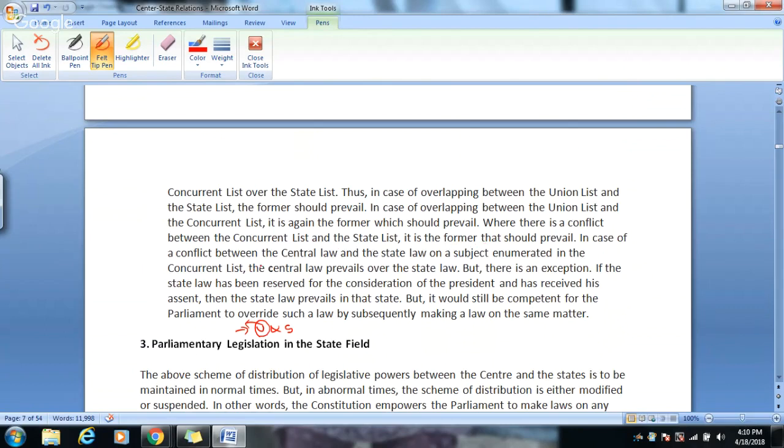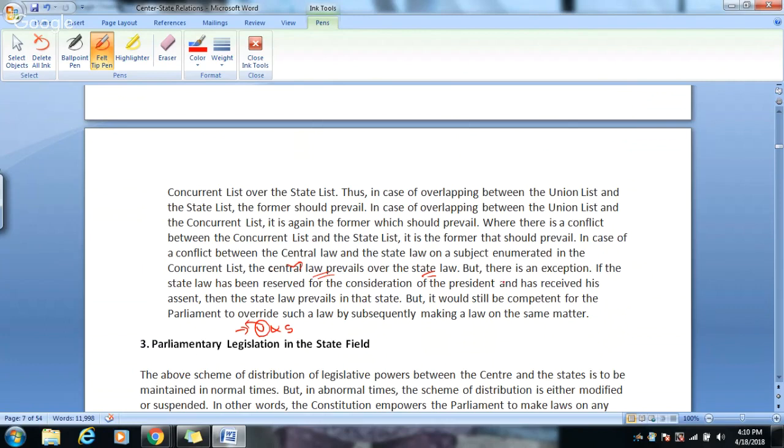So, in case of a conflict between the central law and the state law on a subject enumerated in the concurrent list, in this particular case, the central law prevails over the state law. That is, central laws of the concurrent list will be given importance over the state law.